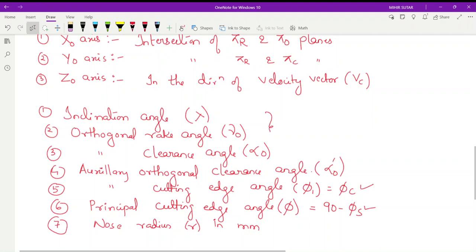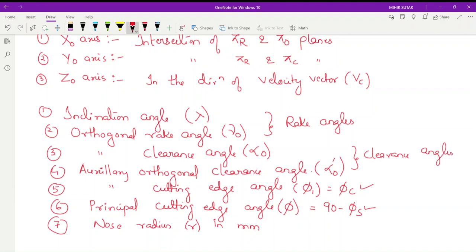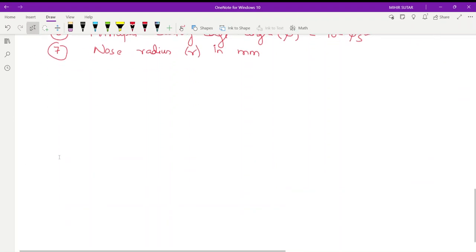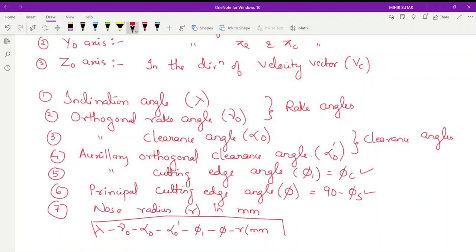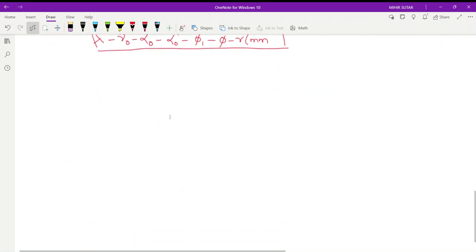Out of these, the inclination angle and orthogonal rake angle are rake angles. The inclination angle is also a rake angle, whereas the next two are the clearance angles. Okay. Next. Its structure will be likewise: lambda, gamma O, alpha O, alpha O prime, phi 1, phi, r in mm. This is the symbolic representation of the ORS system. Now we will try to define all other angles as we have done in the case of the ASA system.